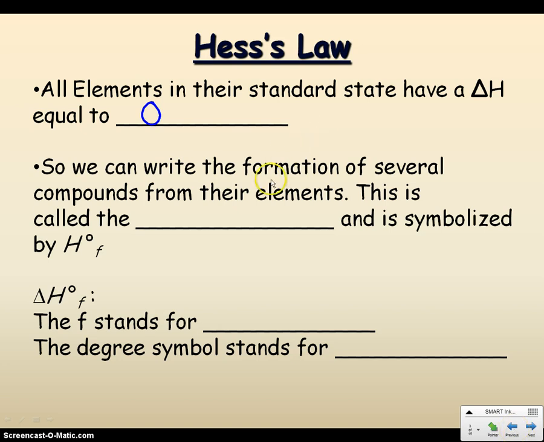We can write the formation of several compounds from their elements, and this is what we refer to as the heat of formation. What is the heat involved in creating a specific compound, whether that's NaCl or carbon dioxide or something like that. And we use the delta H F to symbolize the heats of formation. The F stands for formation, and the degrees symbol stands for standard conditions.